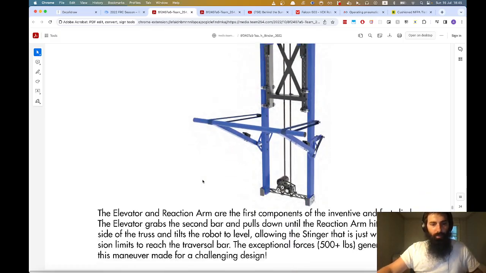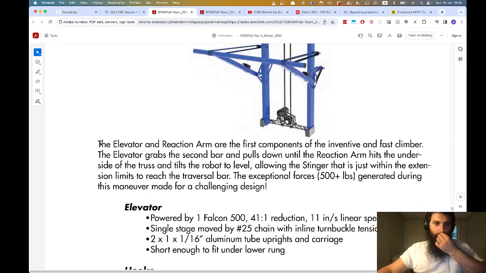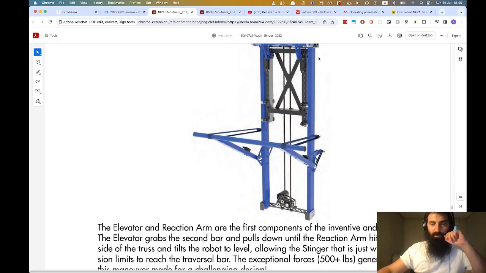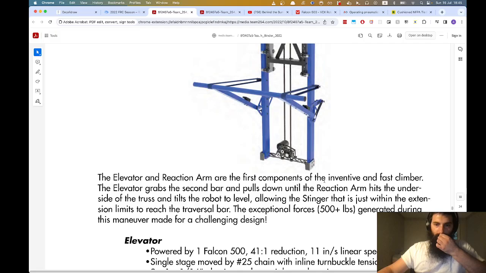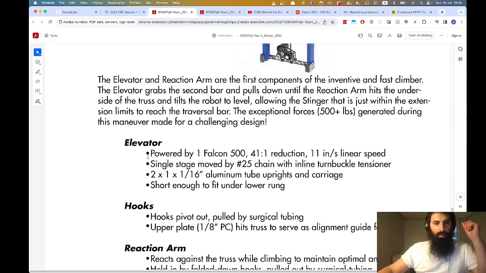Let's first read this, but to us on first glance, there's a single motor that is responsible for this entire elevator system. The elevator and reaction arm are the first components of the climber. It grabs the second bar and pulls down. Okay, so the elevator is powered by a single Falcon 500 motor with a 41-to-1 reduction, and this is the linear speed, how fast the elevator goes up and down.